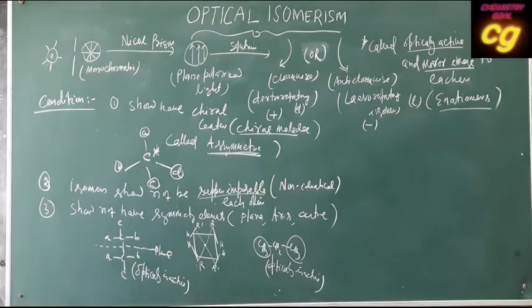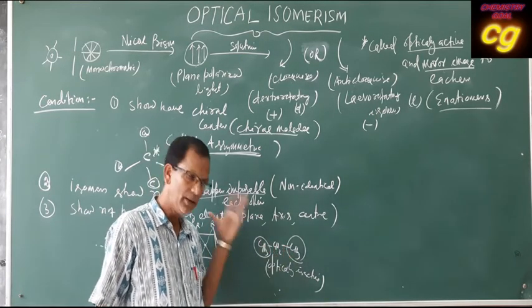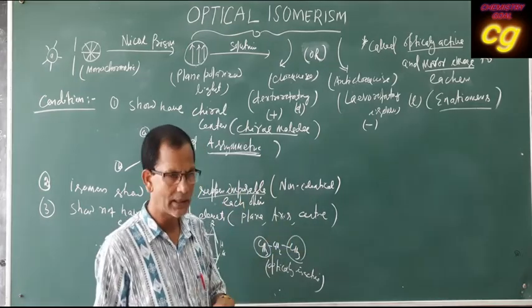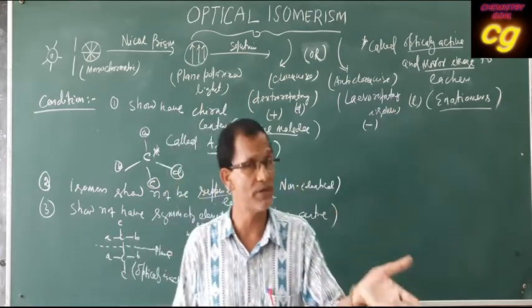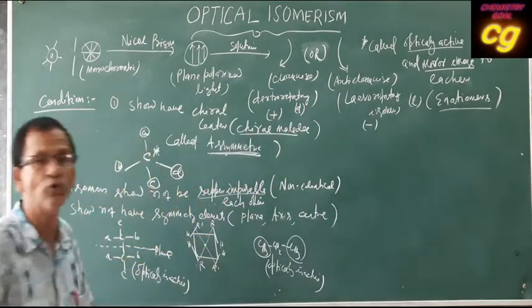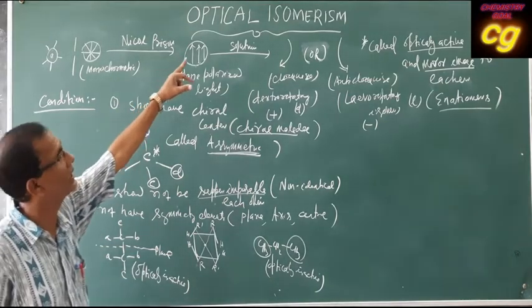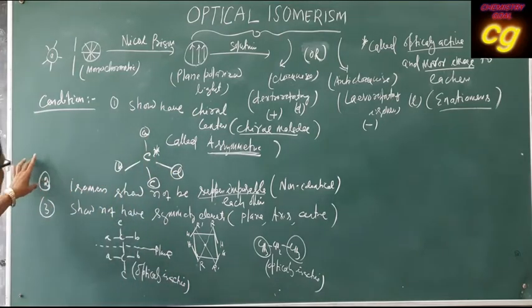Because some identical atoms are there in the molecule. If the atoms are identical, then it may have planar symmetry or central symmetry or axial symmetry. So symmetry should not be there for optically active isomers. Symmetry should not be there. This is a very important condition for optical activity.